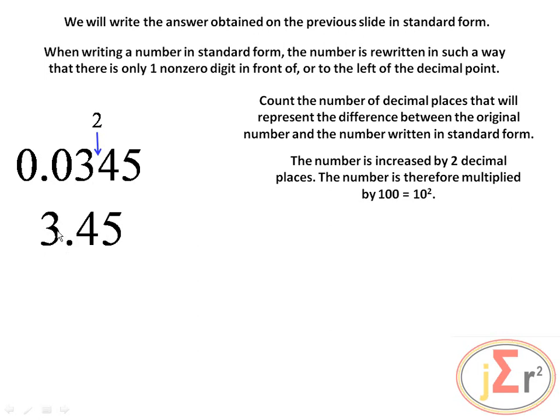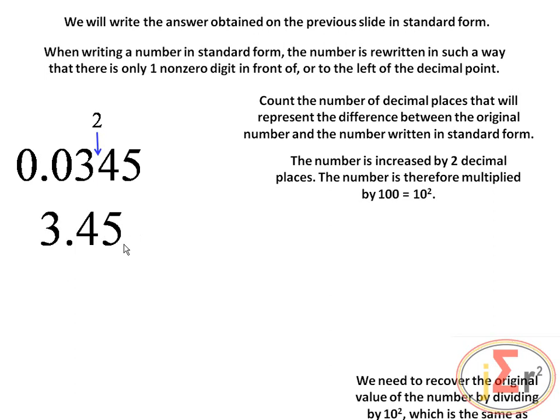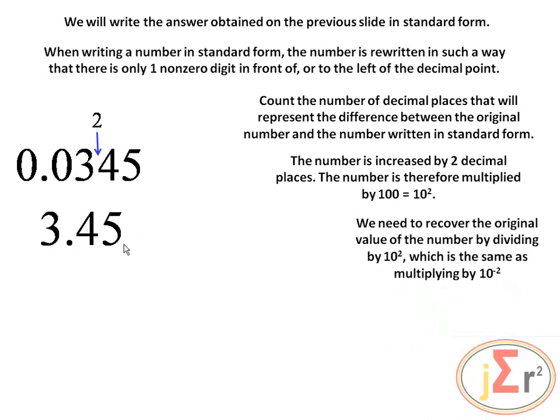Therefore, since this is greater than this one by 2 places of decimal, then we will say that in order to get here, what we did was multiply this number by 100 or by 10 to the power of 2. Therefore, if we will return to our original value, we will have to divide by 10 to the power of 2 or 100, which is equivalent to multiplying by 10 to the power of -2.